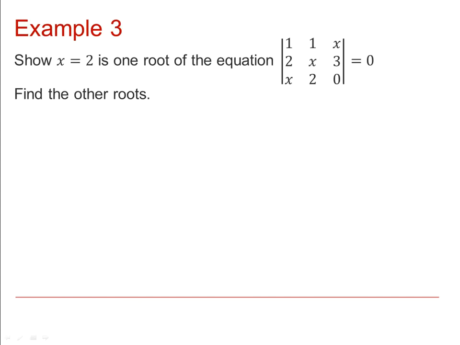Well, here's a question that uses the knowledge that we've built up about the determinants of 3 by 3 matrices. First part says that we need to show that x equals 2 is a root of the equation which is given by the determinant. So quite an unusual way of seeing an equation perhaps, but the determinant equal to 0. So if we want to show that x is equal to 2, we would simply need to substitute 2 into there. And that would give us 1, 1, 2, 2, 2, 3, 2, 2, 0. And you could use a calculator to show that that is equal to 0, and hence x equals 2 is a root.